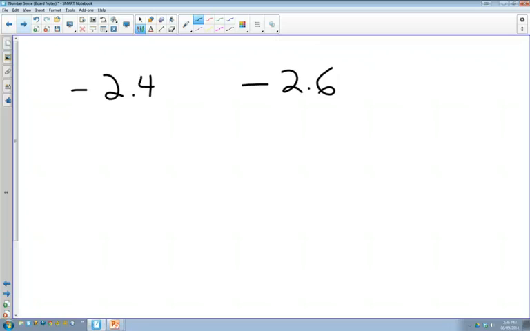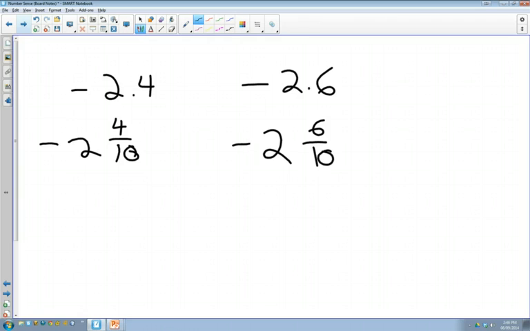Okay? Well, first of all, let's put these into fractional format. How can we put this one into fractional format? Somebody else, somebody around the room. What do you think? 2 and 4 over 10, that's correct. And of course, we're talking about negative here. And then this one would be 2 and 6 over 10, negative. Okay? So now, you can identify easily one in between, can't you?